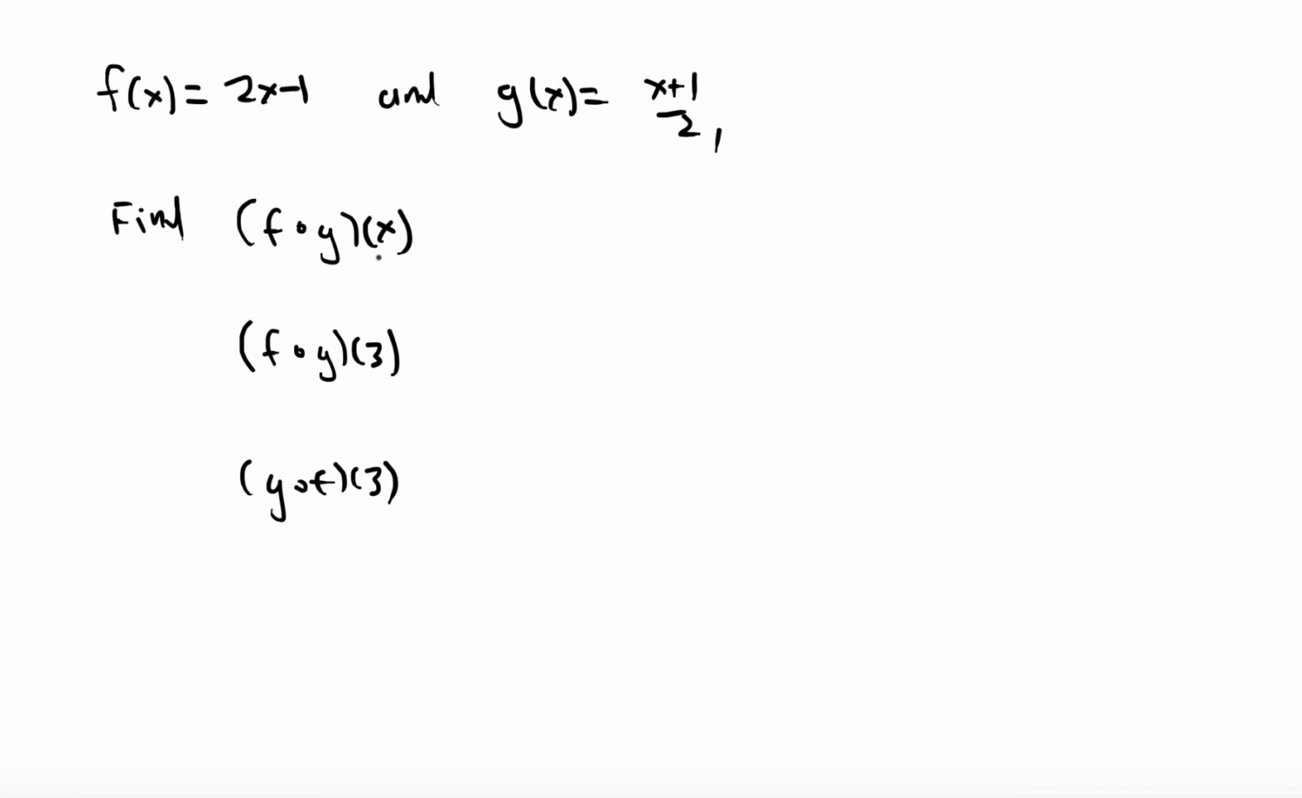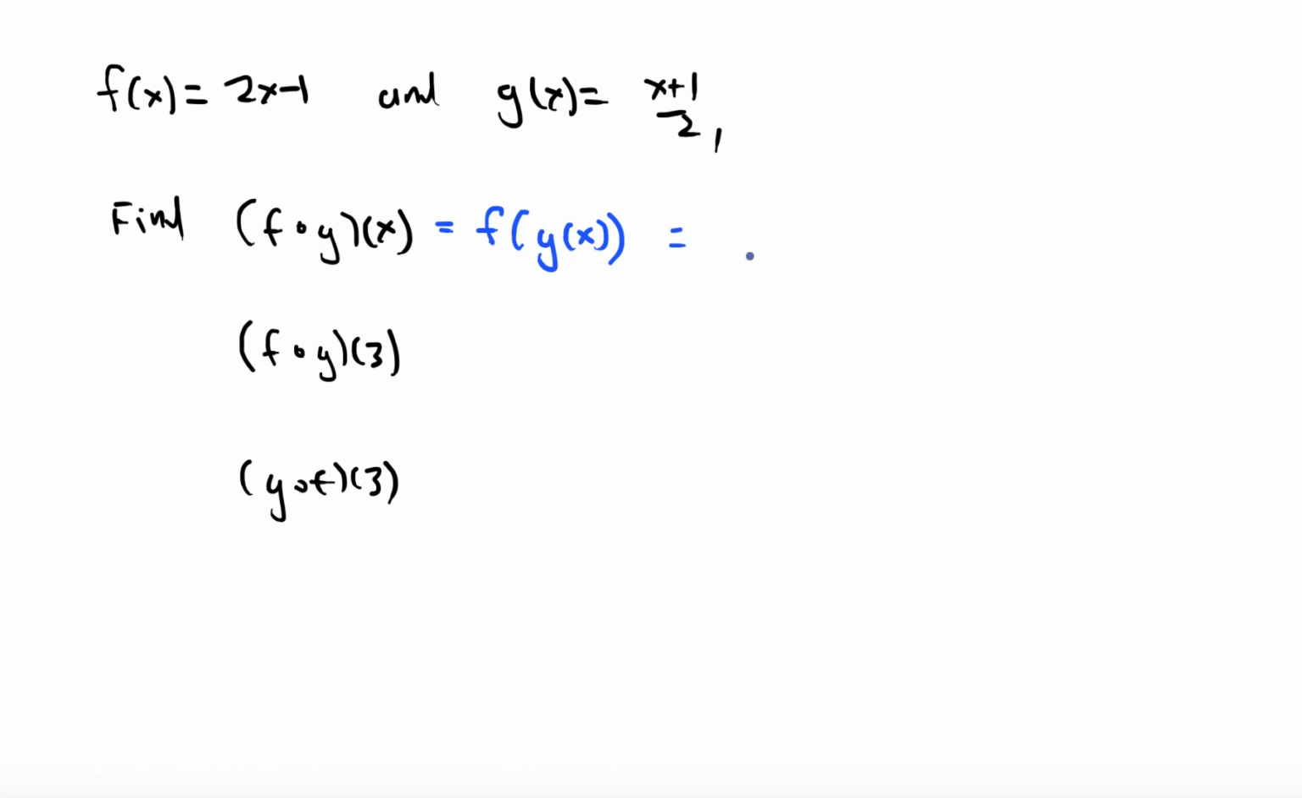Now in this case, g is the inner function, and we're going to evaluate f at that function. So we can rewrite it like this. Some students like this way better, maybe it just makes it a little bit clearer. f is the outer function, so we're going to evaluate it at g. So what does that mean?